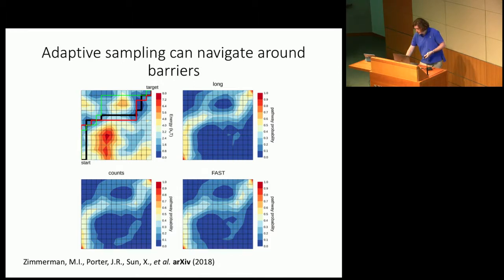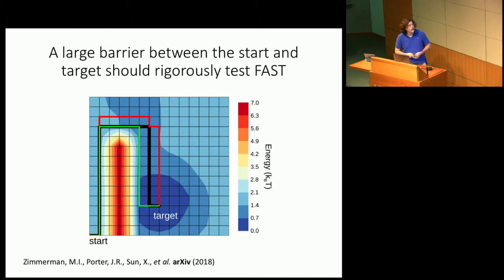But we want to make this a little more challenging. So we construct another landscape where we have a very large energy barrier between the start and the target. This should be a pretty challenging landscape for FAST because for our directed component, we're using the distance to the target state. It's going to actually have to sample from states that don't make progress on its order parameter. It's going to have to select from states that actually go away from the target.